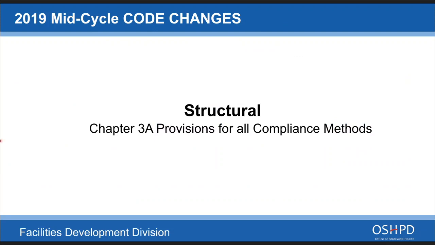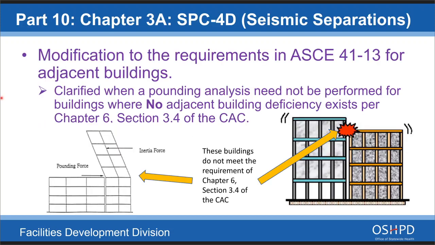So now we're going to switch over to Roy to go over the site structural components of this. Okay, thank you, Richard. I am Roy Lobo. I'm the principal structural engineer with OSHPD. Right now we're going to be talking about the code changes to Part 10. Basically, we made only one structural change, and that's to Chapter 3A, and that is related to building separations.